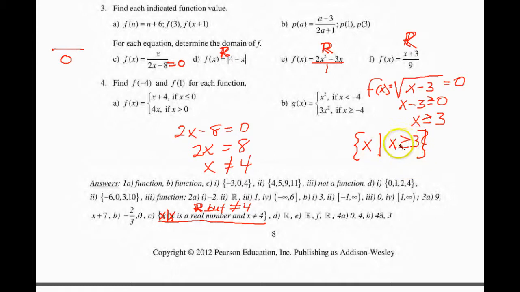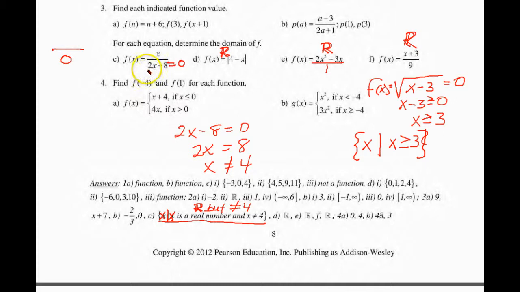Well, if the number is 3, 3 minus 3 is 0. So that's good. You can have a 0 under the radical sign. But if x were 2, 2 minus 3 would make this a negative 1. And you can't have a negative number under the radical.